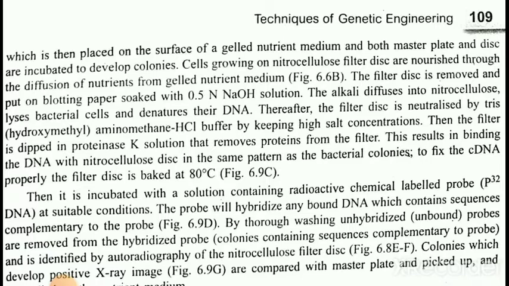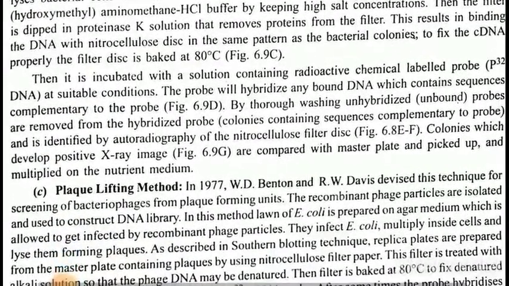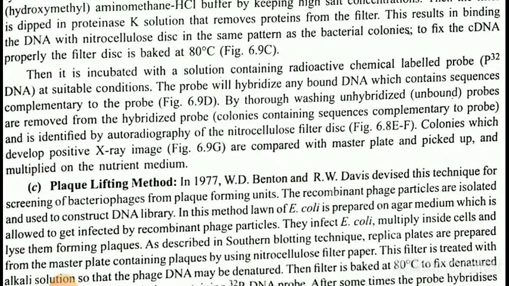Figure 6.9c. Then it is incubated with a solution containing radioactive labeled probe, 32P DNA, at suitable conditions. The probe will hybridize to any bound DNA which contains sequences complementary to the probe. Figure 6.9d. By thorough washing, unbound probes are removed. The hybridized probe colonies containing sequences complementary to the probe are identified by autoradiography of the nitrocellulose filter disc. Figure 6.9f. Colonies which develop a positive X-ray image, Figure 6.9g, are compared with the master plate, picked up, and multiplied on the nutrient medium.